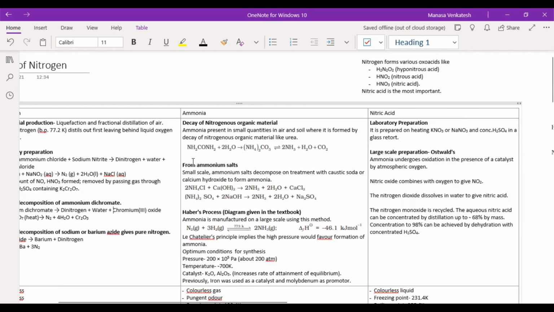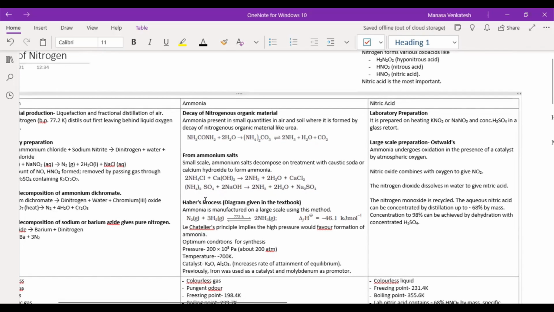The second method of preparation is from ammonium salts. So ammonium chloride and ammonium sulfate here, both of them are reacting with calcium hydroxide as well as sodium hydroxide respectively to lead to the formation of ammonia and water. Notice the products are the same, that is ammonia and water. And here in this case it's calcium chloride, and in this case it's sodium sulfate. So this calcium is combining with this chlorine, calcium chloride, sodium sulfate combining with this SO4.